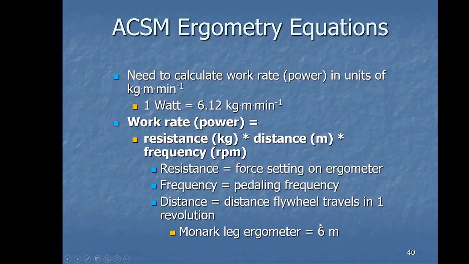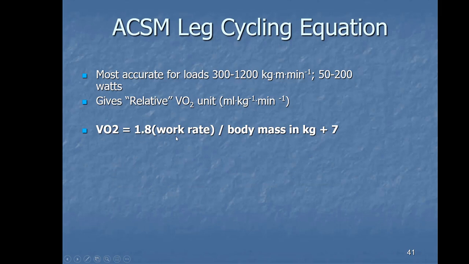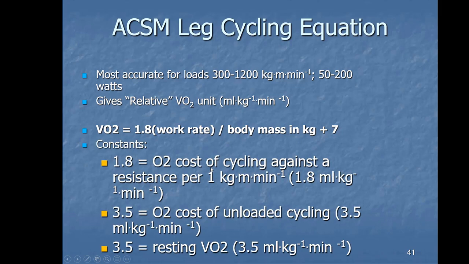For our purposes, we're going to assume a Monarch leg ergometer, which is the most common laboratory ergometer, and it has a distance of 6 meters. So here's the equation, and it's valid between these power ranges. VO2 equals 1.8 times work rate, that's the power, divided by body mass, which is just body weight in kilograms, plus 7. 7's our constant. And so this is where all those constants are coming from.